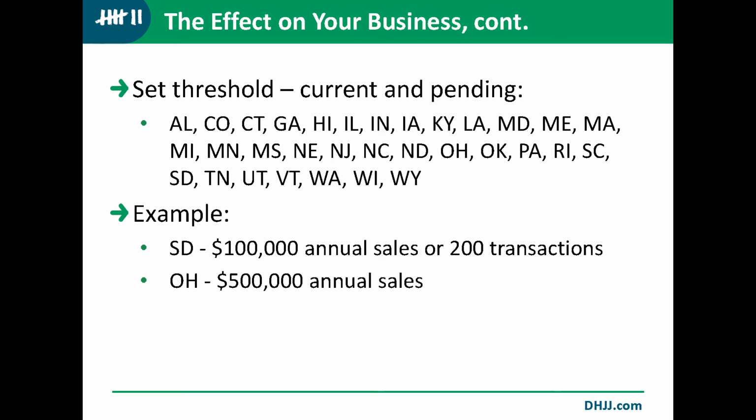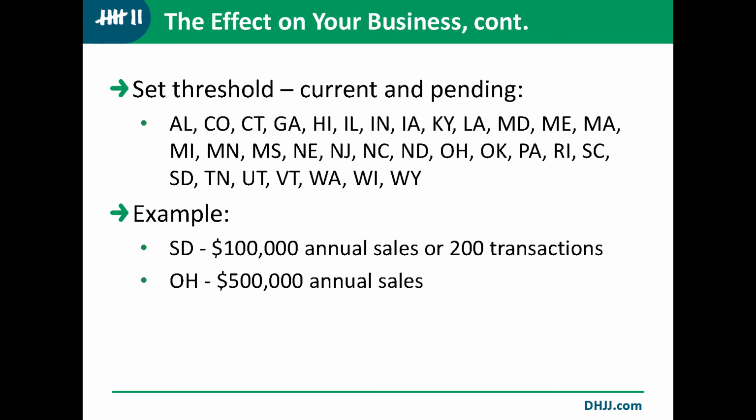So just to name a couple here, some thresholds to give you a thought. Most of these states have stuck with 100,000 in sales or 200 transactions, like Indiana and Iowa. Tennessee, for example, has a $500,000 threshold. Wisconsin is also in the 100,000 or 200 transactions.